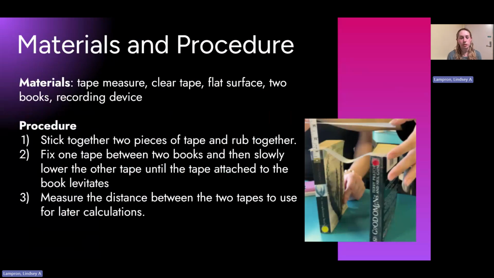So the materials and procedures were the same because we're reusing our lab 1 data, the materials being the tape measure, clear tape, flat surface, 2 books, and a recording device. And we stuck together the 2 pieces of tape, rubbed them. We fixed one of them between 2 books and slowly lowered the other tape until the tape attached to the book started levitating. And we measured the distance between the 2 tapes before and after levitation to use in our calculations.